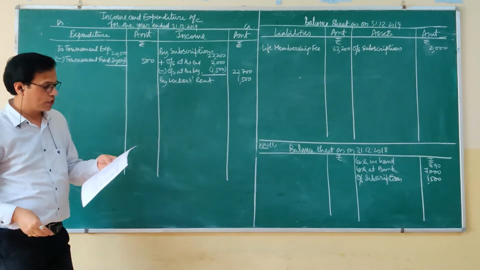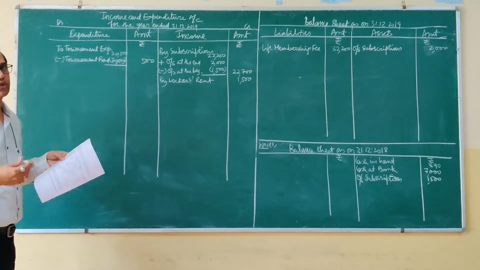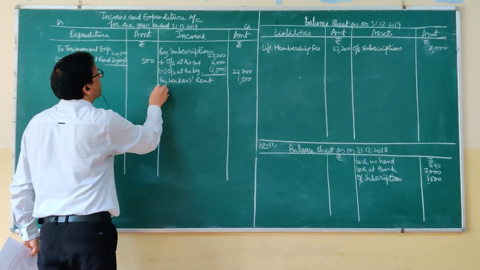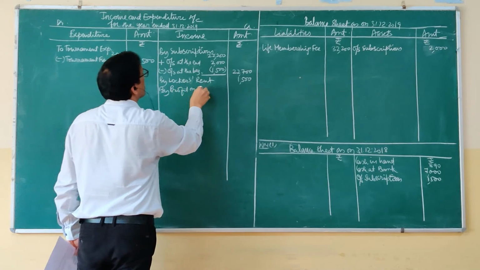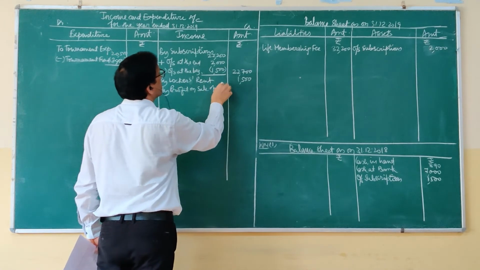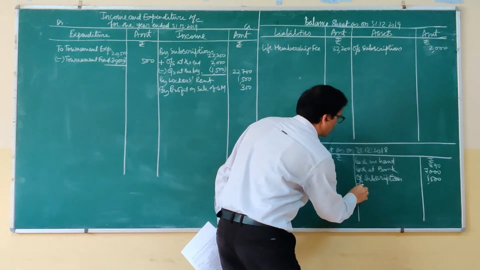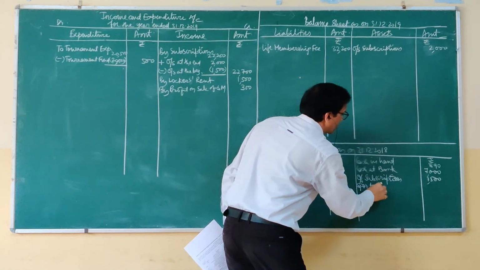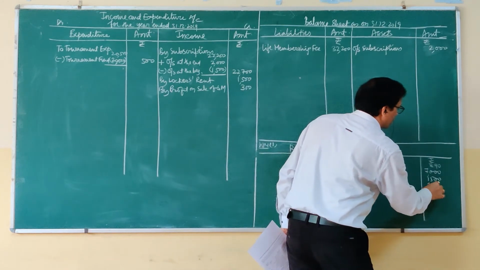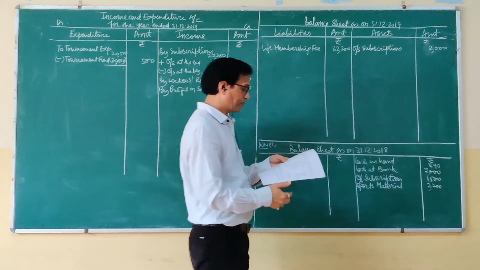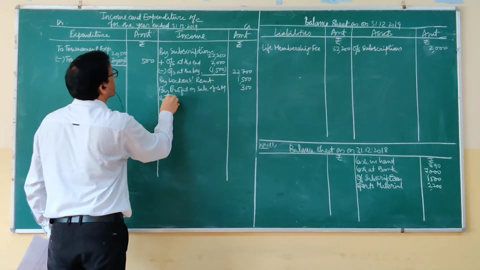Then to sale of old sports material. Costing 2,200 we have sold and we have sold it for 2,500. So there's a profit. So we write here by profit on sale of sports material. 300 is the profit and this 2,200 we write here sports material in the opening balance sheet. Previous year's stock of 2,200 is sold this year. Then to interest on fixed deposit. So we write here by interest on fixed deposit.